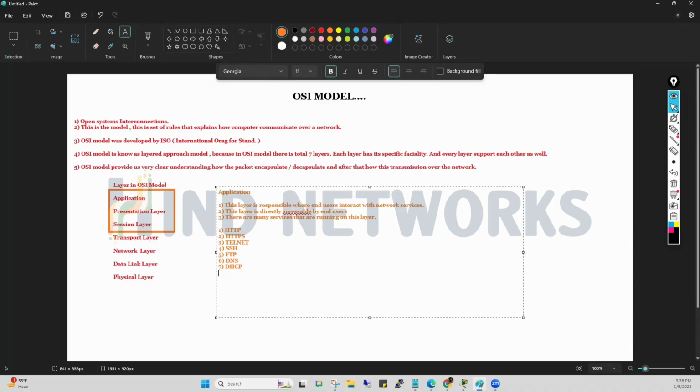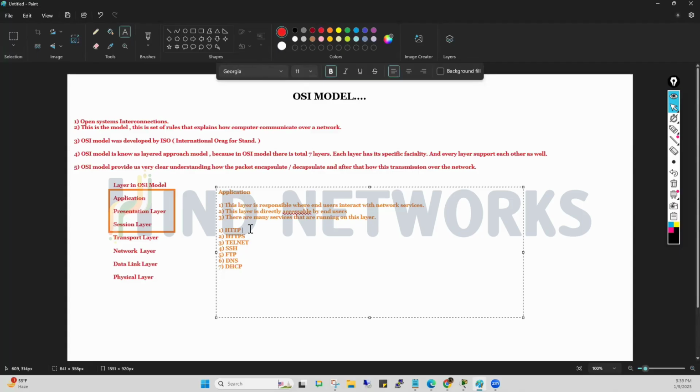But again, the question is where these IP addresses are stored. The answer is in the DHCP server. Clear? Where, guys? In the DHCP server. So basically, these are the features, or you can say the things, we generally get at the application layer. Understand?